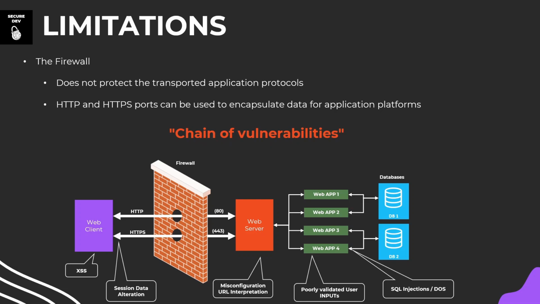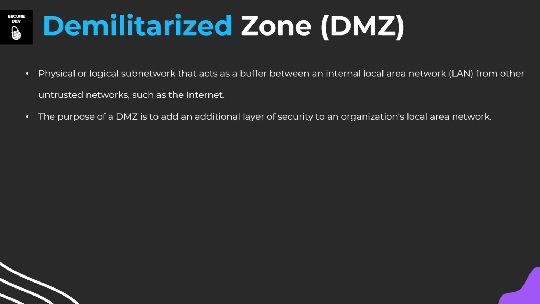Now, let's introduce another critical concept in network security, the DMZ, or Demilitarized Zone. This term might sound like it's straight off a war movie, but in our context, it refers to a physical or logical subnetwork that acts as a buffer between an internal local area network, LAN, and another untrusted network like the internet. So the purpose of a DMZ is to add an extra layer of security by segregating critical internal systems from external access. And this reduces the potential exposure of these systems to attacks.